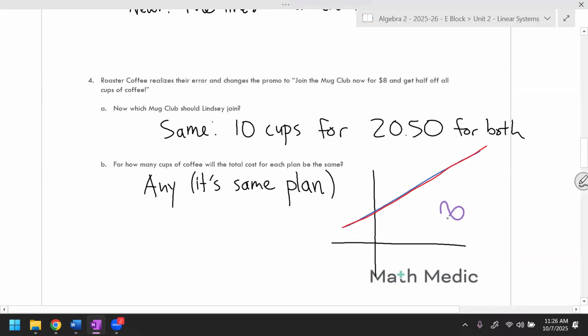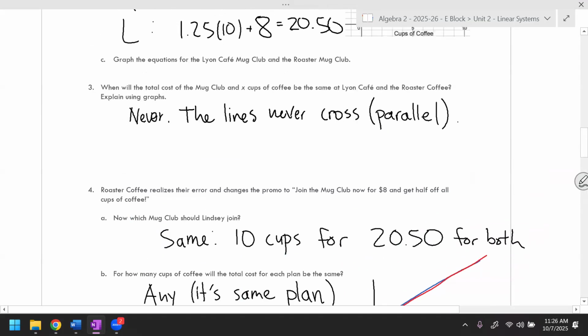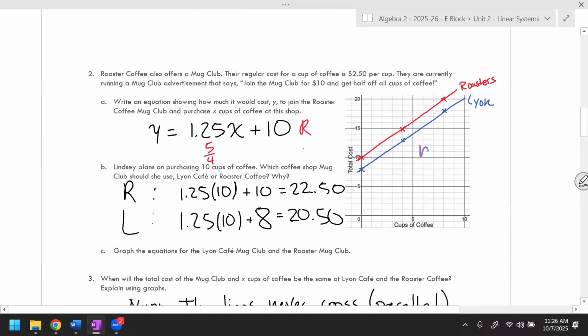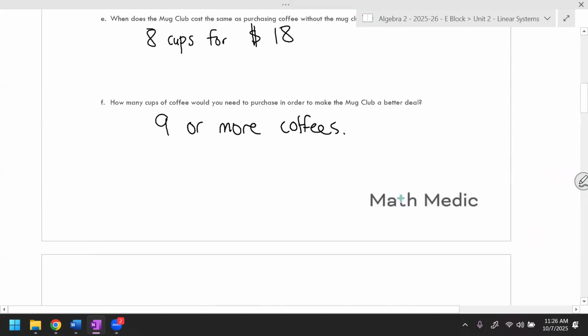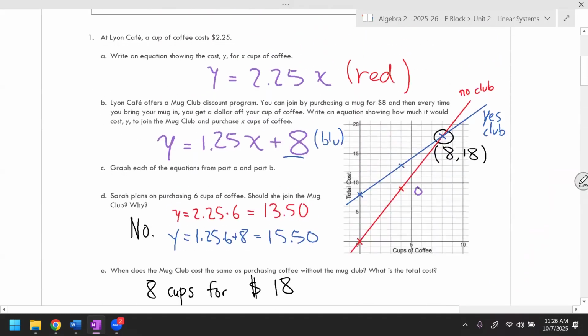You can use this symbol here, the infinity symbol, for infinite solutions. This one here had 0 solutions, none. This one has 1 solution.